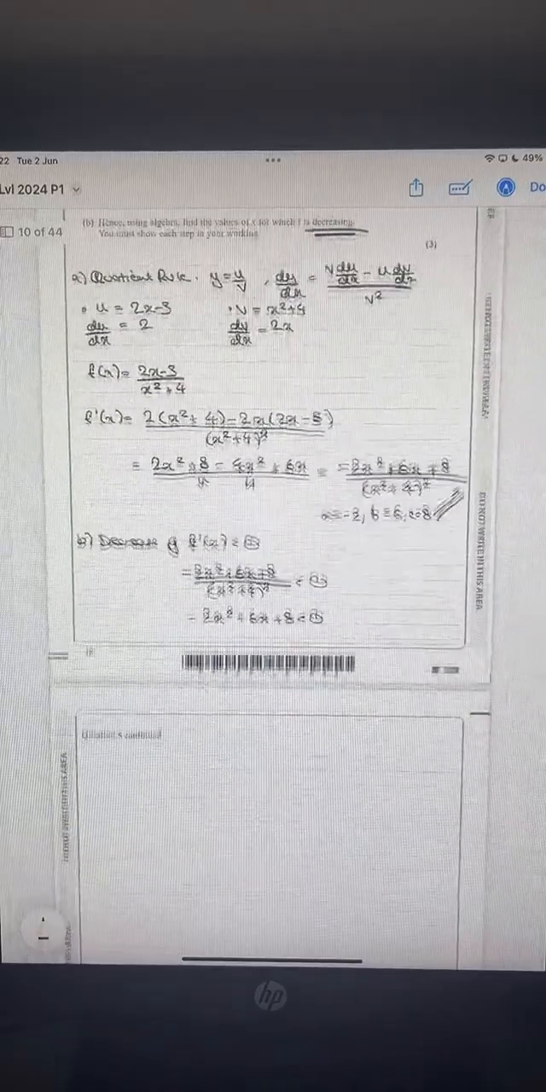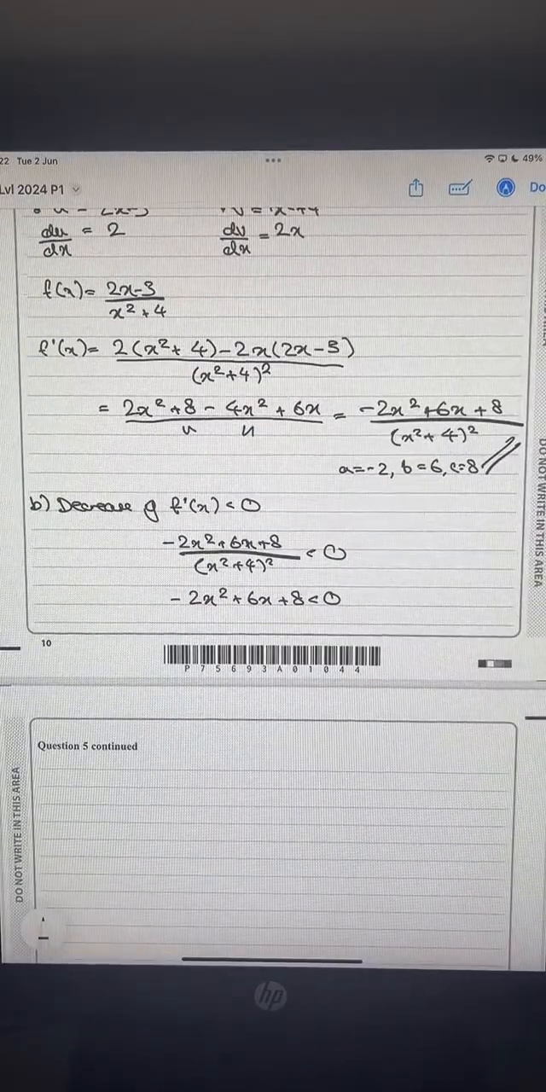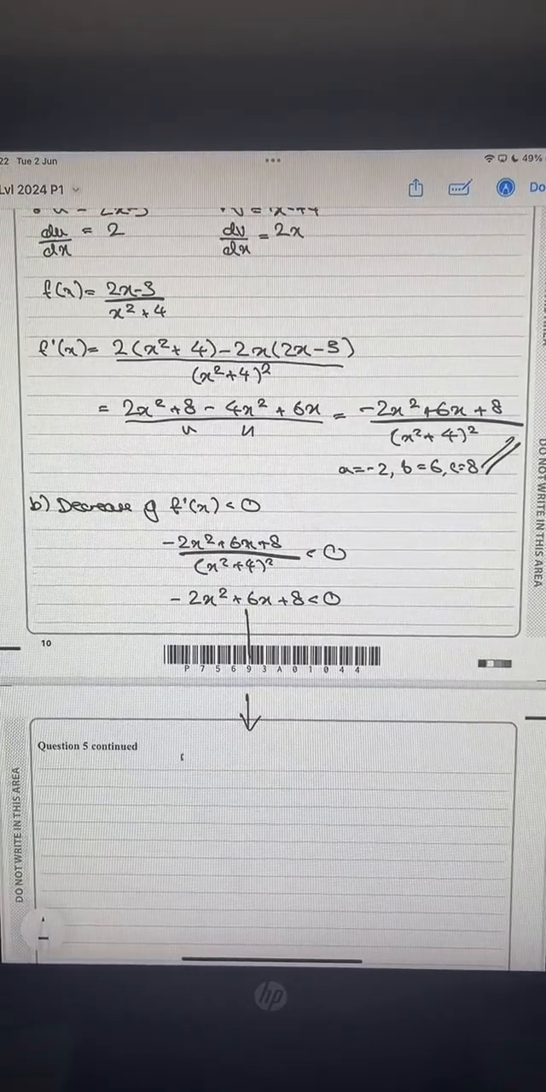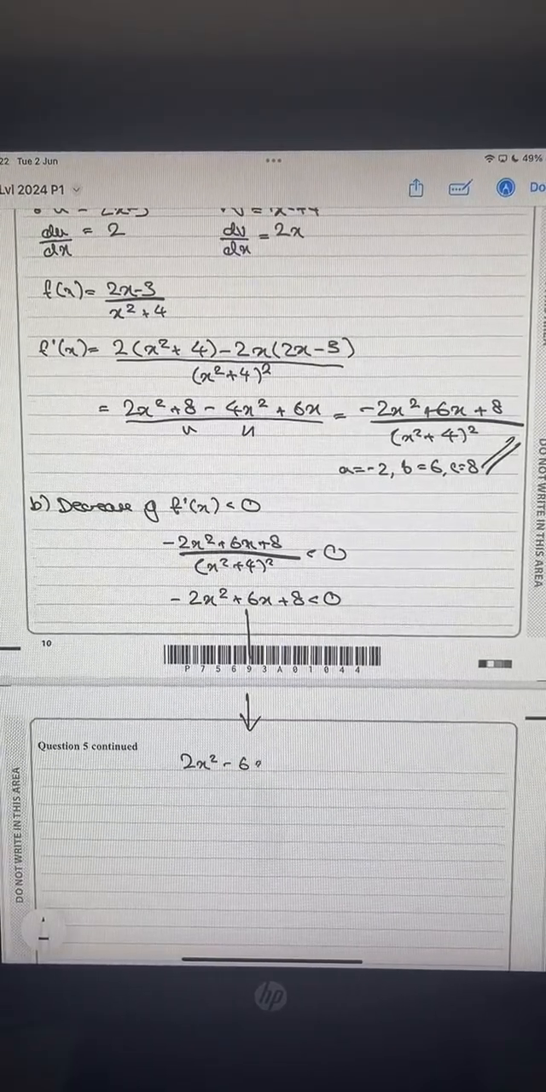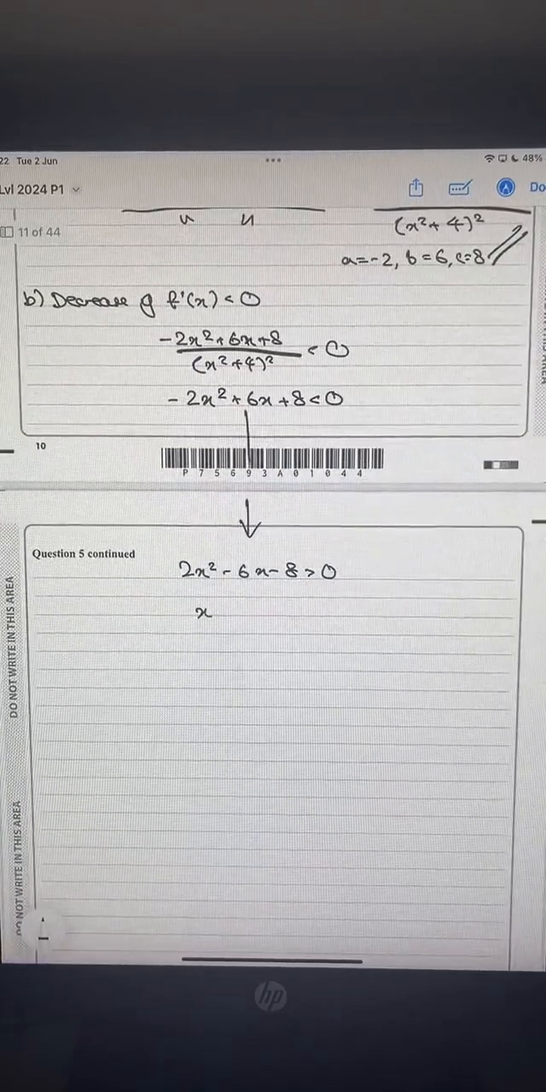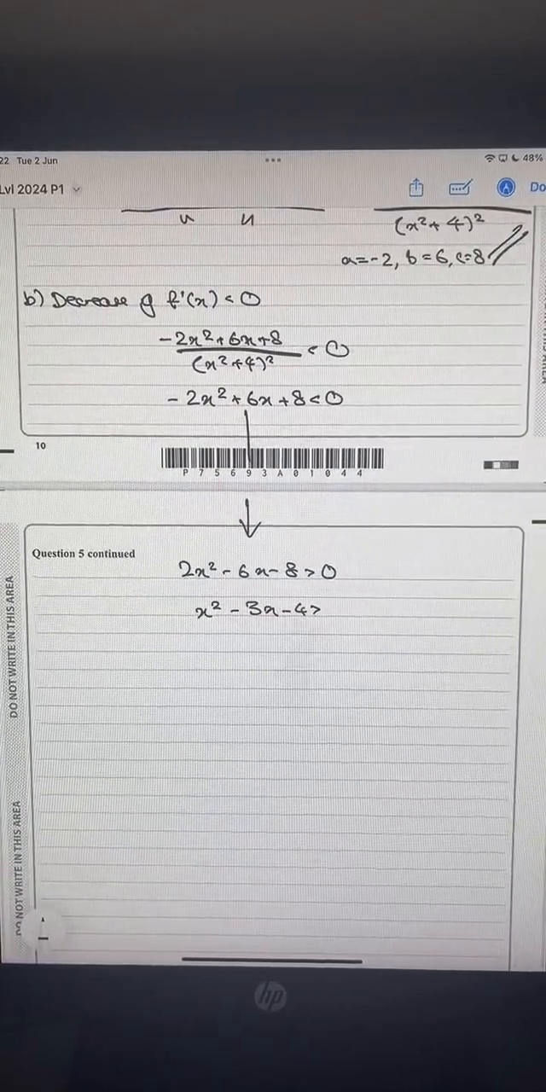Cool. Now all I have to do is actually just solve a quadratic inequality. So I'm going to just move this down here. I'm going to bring everything onto one side, minus 6x minus 8. Check my signs are right. Yep, cool. So I'm going to divide through by 2. x squared minus 3x minus 4 is greater than 0.